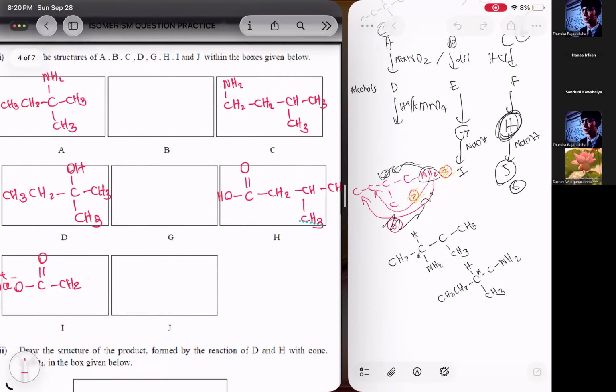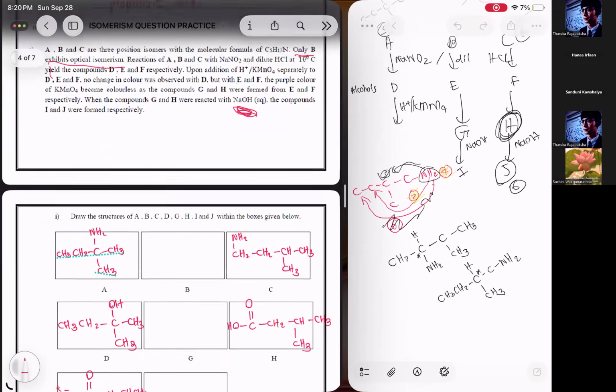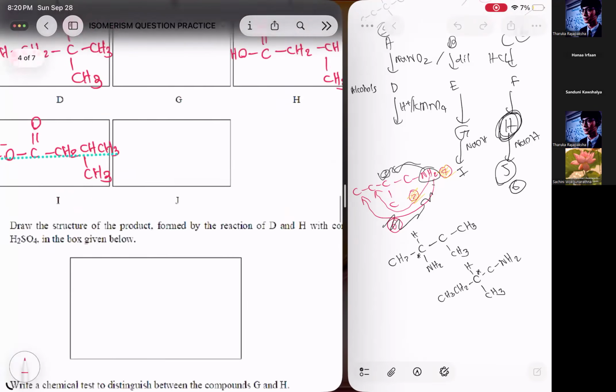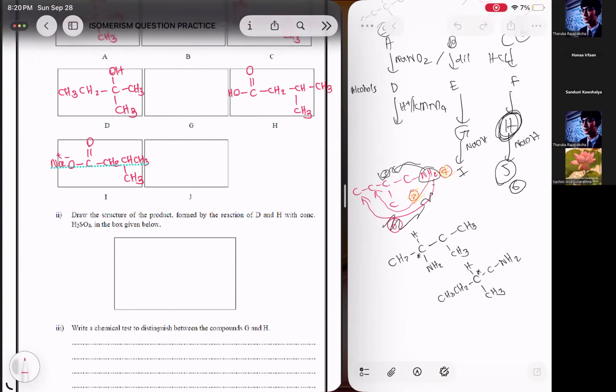CH2, CH, CH3, CH3. Because carboxylic acid will react with sodium hydroxide. That's the thing. Carboxylic acid will react with sodium hydroxide. Okay. Looks like we have to go for two answers for B.